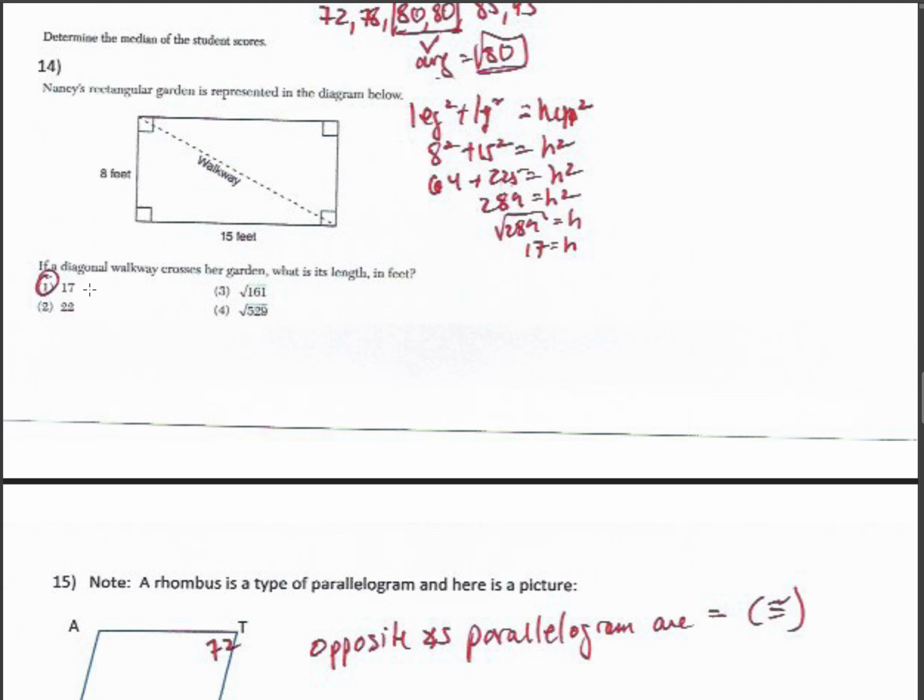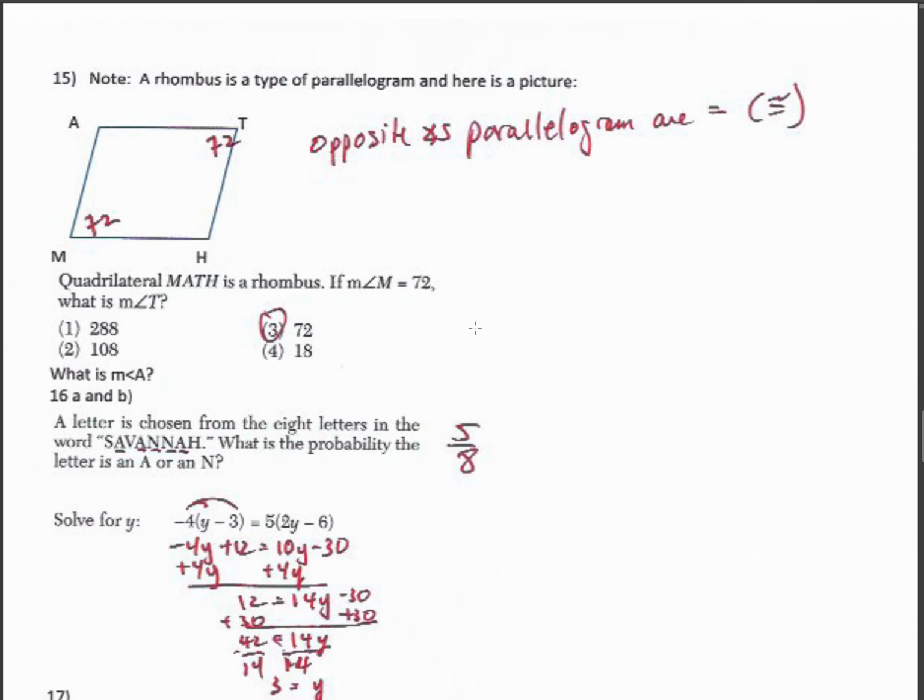So if you remembered 8, 15, 17, you can go right to choice 1, pass go, collect your $200. But if not, then you can turn around and just say leg squared plus leg squared is hypotenuse squared. The first leg is 8, so it's 8 squared. Second leg is 15, that's 15 squared is the hypotenuse squared. 64 and 225 is hypotenuse squared. 289 is hypotenuse squared. Square root of 289 is the hypotenuse. Hypotenuse is 17.